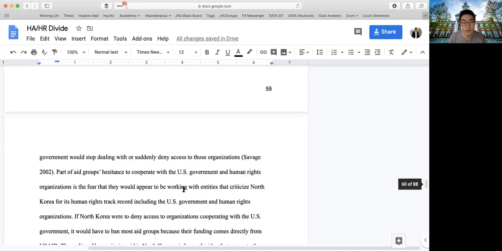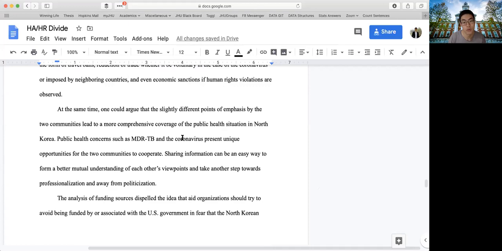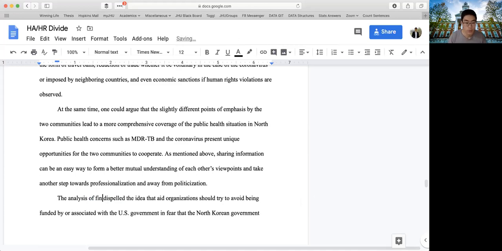I'm getting into the idea of saying "as mentioned above" so that you just know that this is mentioned above. So I'm going to say, as mentioned above, sharing information can be an easy way to better understand each other. The next sentence, I'm going to say the analysis of financial supporters. Supporters dispelled the idea that.